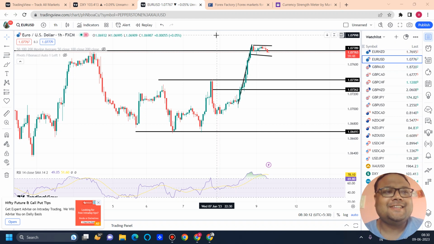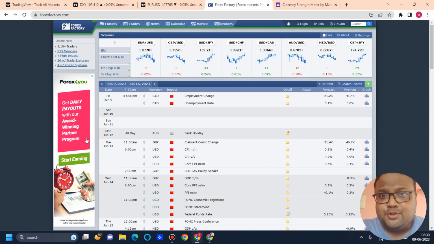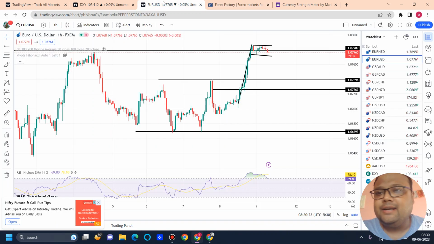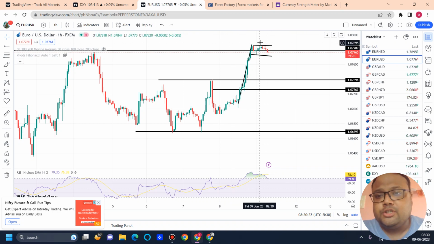So let's get started. My dear friends, this is the 1 hour chart of Euro Dollar. Today we don't have any news, so the market will be mostly dominated by the technicals. As you can clearly see, Euro USD is right now standing at 1.0776 and we have a bullish flag on the chart.